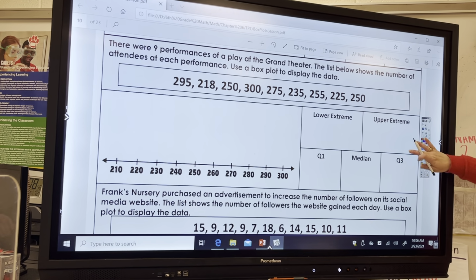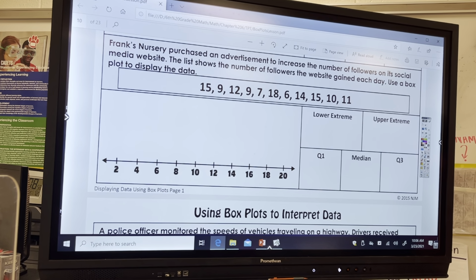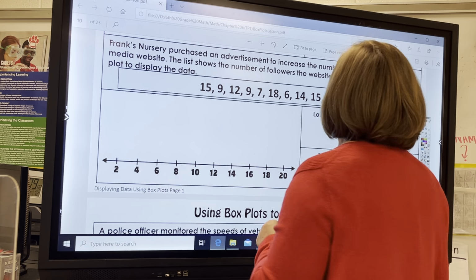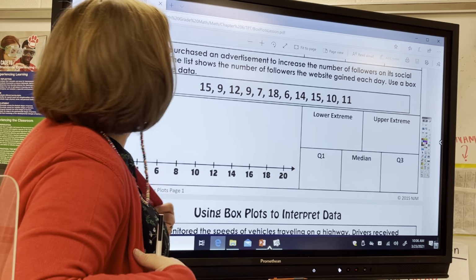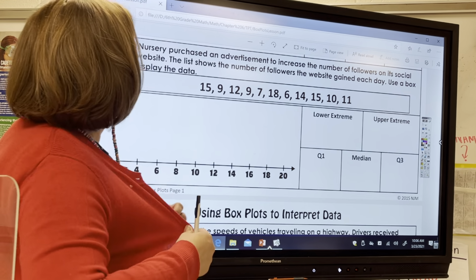All right, let's look at the third one. Frank's Nursery purchased an advertisement to increase the number of followers on its social media website. The list shows the number of followers the website gained each day. Use a box plot to display the data. I want you to do this one completely by yourself.